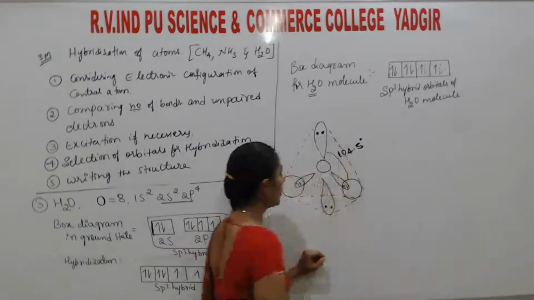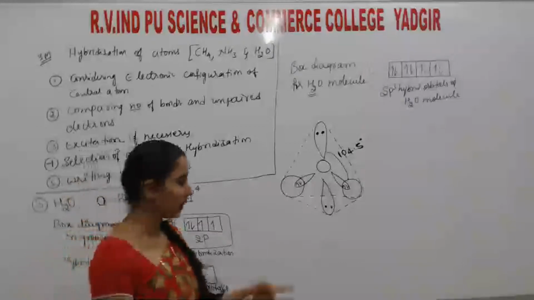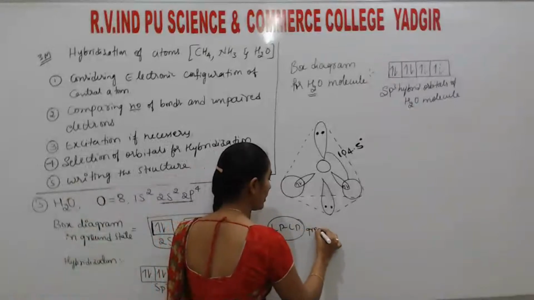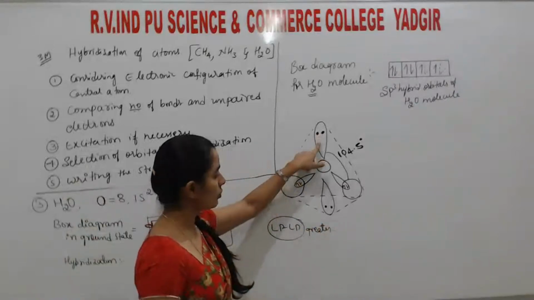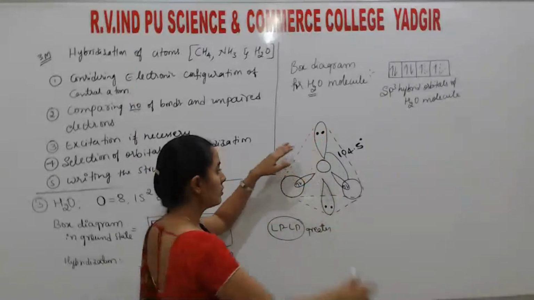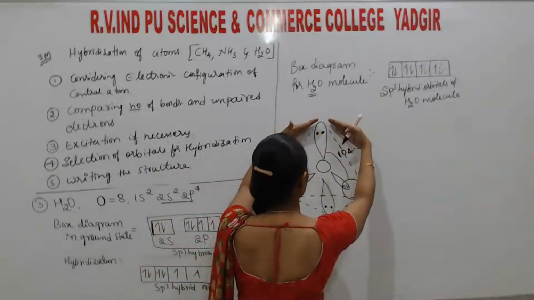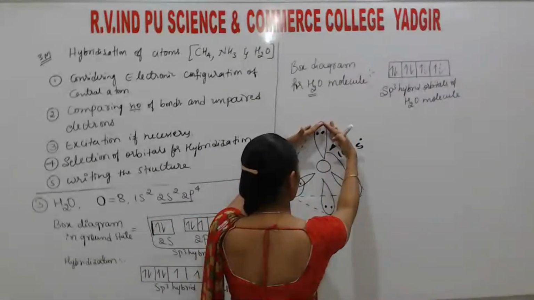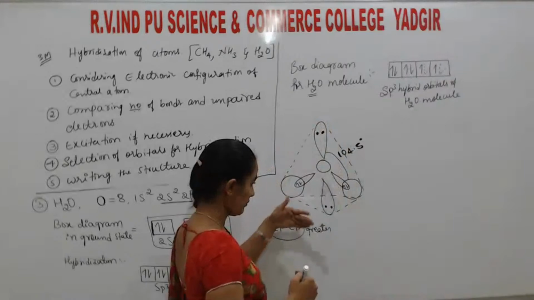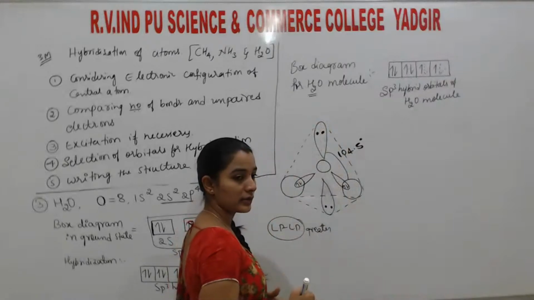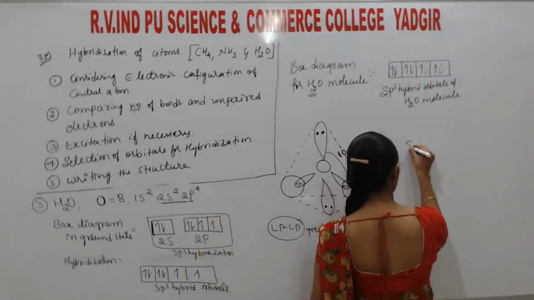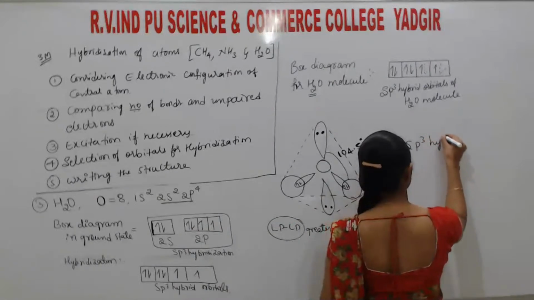Students, now what happens here? Why is it 104.5 degrees? Because, as I wrote, lone pair repulsion is highly greater. Here is a lone pair, here is also a lone pair. They get repulsed. If it is like this, only one lone pair repulsion is there. If it is two lone pairs, repulsion is too much. The bond angle keeps decreasing if the number of lone pair electrons increases. Now, the hybridization here is the same: sp3 hybridization.